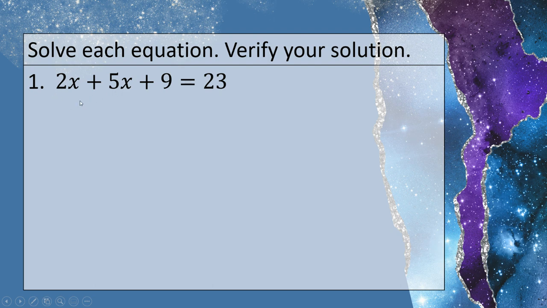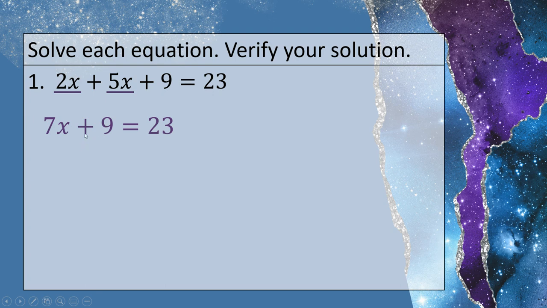So we will add the coefficients. Our coefficients are 2 and 5. So adding those gives us 7x. So we add the coefficients and then we keep the variable. Next, we want to isolate x. So we want to get rid of this plus 9 that's with it.